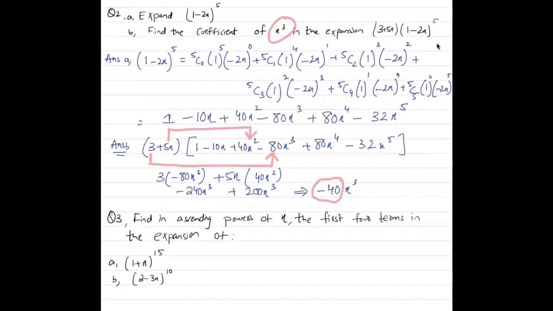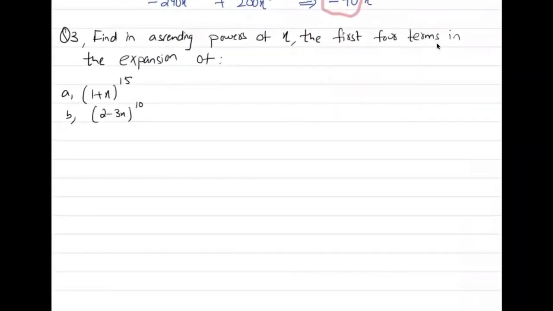Okay. Now we are going to try the next one. Find in the ascending powers of x the first four terms in the expansion of. Okay, guys. Now in exams, you might be asked to expand the bracket till the first few terms. Okay, let's say similar to this question, they are asking to expand till the first four terms in the expansion of 1 plus x to the power 15.